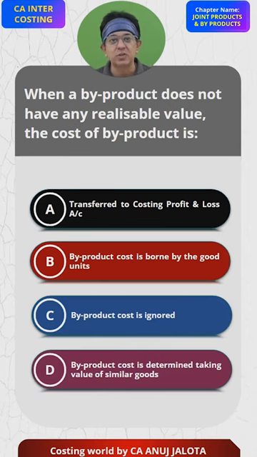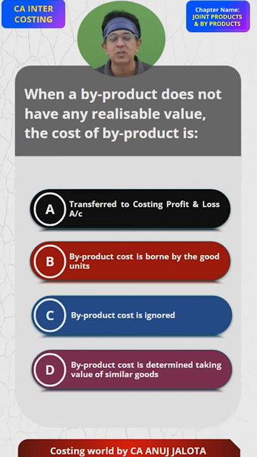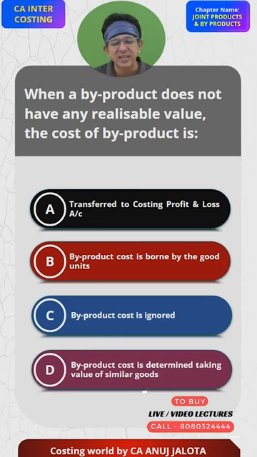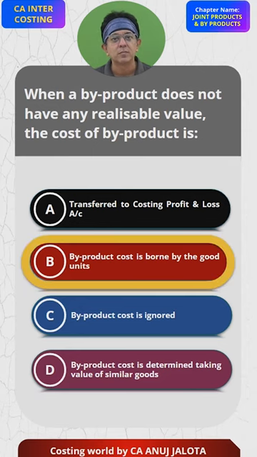ICAI, I think, instead of writing option B as byproduct cost is borne by the good units, should have written byproduct cost is borne by the joint goods, that is, the joint products. But it's all fine. So the answer should be B over here. That's the correct answer.